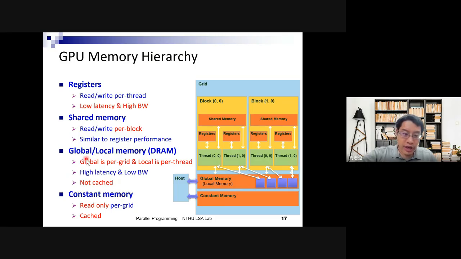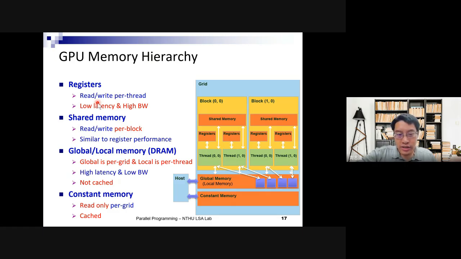And here we have a local memory. I will explain this later, but basically the local memory actually stores the data from your register, or we should say from the local variables. Because for a function, for your CUDA program, when you write the kernel function, you can declare as many local variables as you want, right?